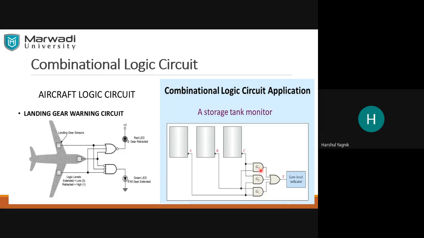All these gates will give output 1 only when both inputs to the gate are 1. Otherwise, it will give output 0 only. If any of the inputs is 0, then output will be 0. And so the output of these 3 AND gates will be 1 only when 2 out of 3 tanks are empty, meaning the sensor is giving signal logic 1 when the tanks are empty.